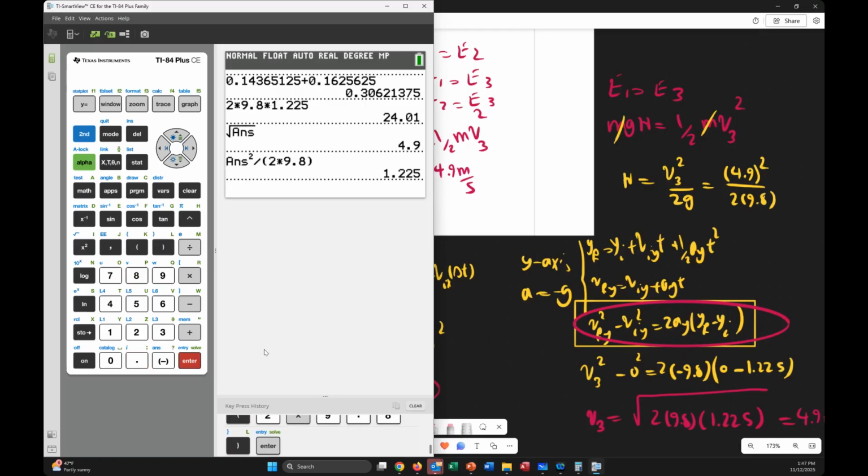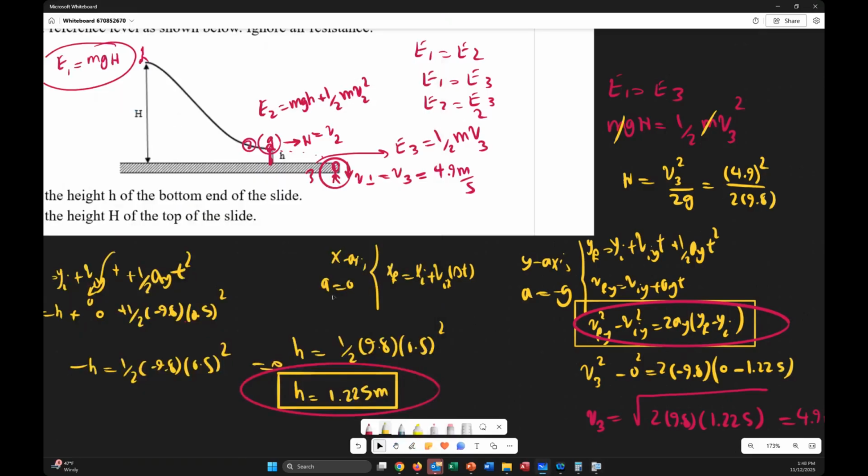Is that not the wrong height? Oh, we're trying to find the bottom height. The bottom height? Okay, why did it become exactly equal? Are you sure that when you calculated this, you got 1.225? I didn't check your calculation here.